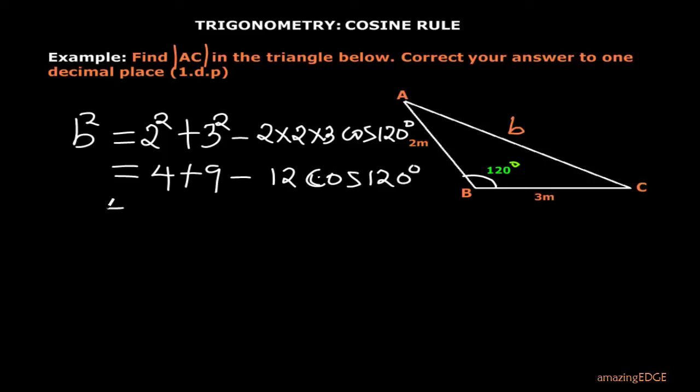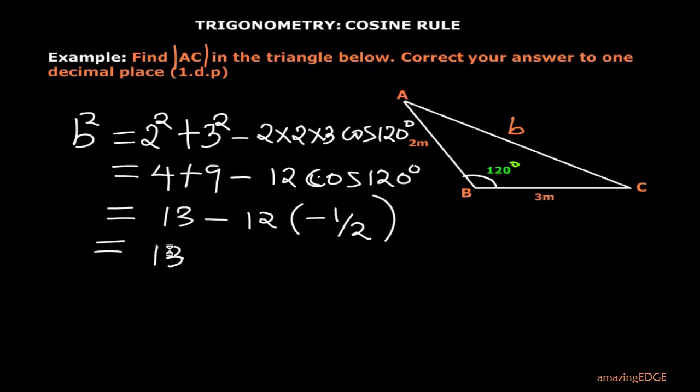So here we have 13 minus 12 times cos 120 degrees. What is cos 120 degrees? It's minus half, the same thing as minus 0.5. So this will give us 13 minus 12 times minus half. Minus times minus gives plus, and 12 times half is 6. So we now have 19. So b squared is equal to 19.